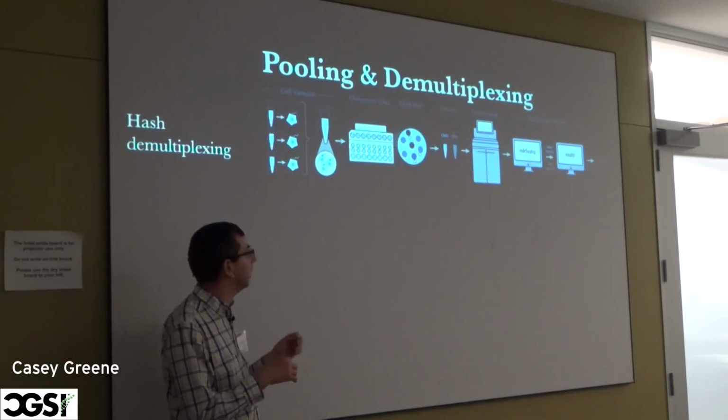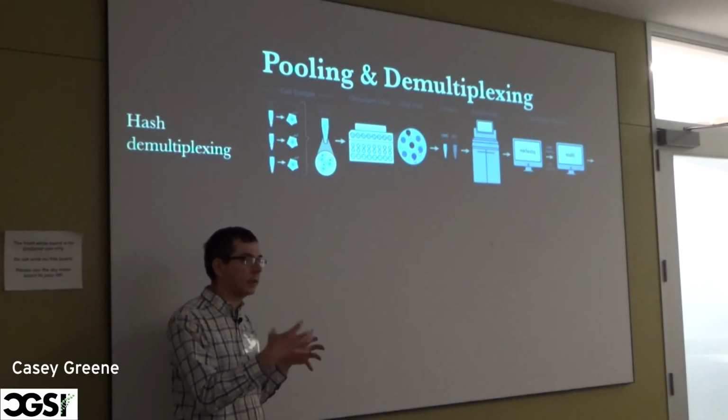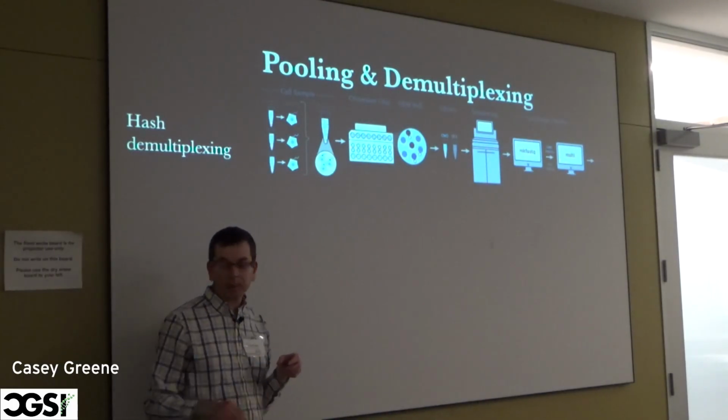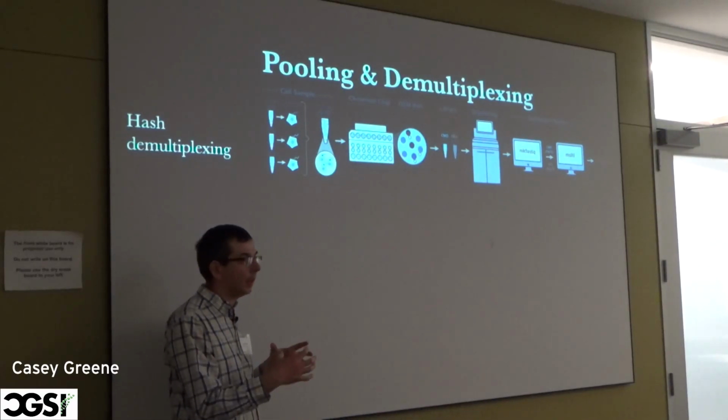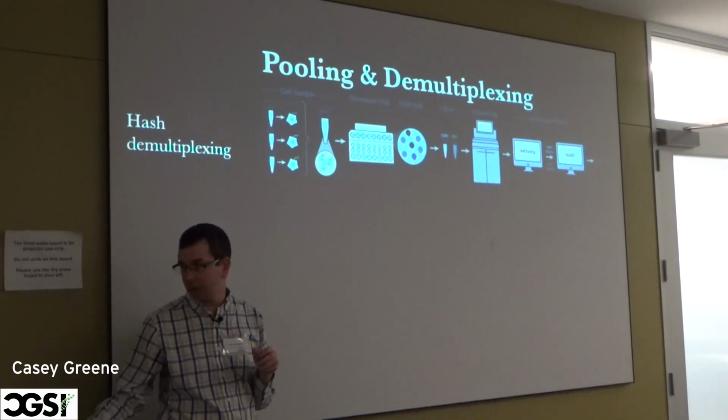So one is essentially take your samples and stick something on the surface of all the cells in each sample that has a barcode on it. Usually you would use an antibody. There's some other strategies, but usually you'd use an antibody to some kind of ubiquitous cell surface protein.